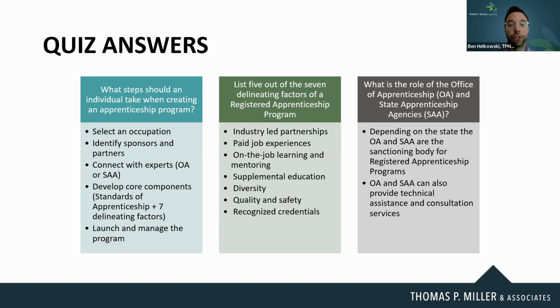And then for the third question, what is the role of the Office of Apprenticeship and state apprenticeship agencies? There were 2 answers you probably could have had here, depending on the state. The Office of Apprenticeship or state apprenticeship agencies are the sanctioning body for registered apprenticeship programs. They also provide technical assistance and consultation services to individuals who are creating registered apprenticeship programs.